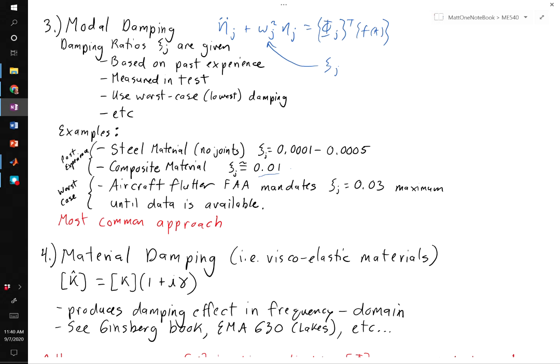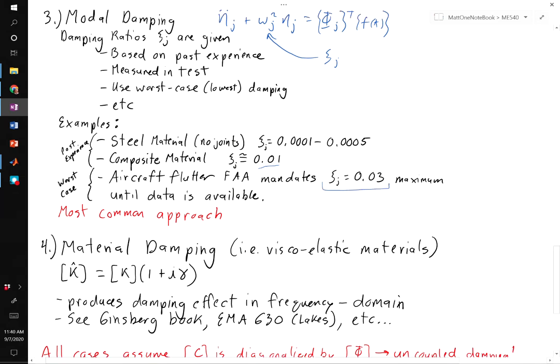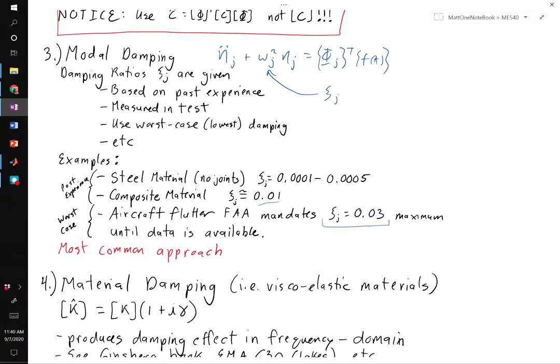Another example of the worst case approach, the FAA mandates a damping ratio based on their past experience. They say if you don't know what the damping of your plane is in the early design stages, you can use 3% and do all of your simulations, and then when you actually get the thing built on the ground and do a test, then you can come in and replace that with the actual damping value if it happens to be larger. So, okay, those are some examples there. This again is one of the most common approaches, I think, and it's an approach we'll use a lot in this class.